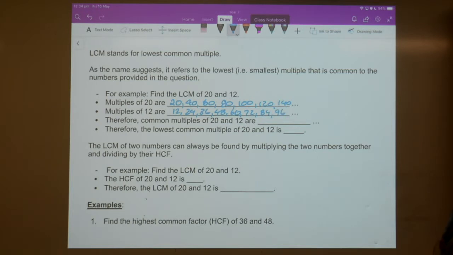60, and then we can keep on going, 72, 108, and then 120, and then 132, and 144, etc. Alright, what are numbers that are on both of these lists? 60. 60 is pretty much it, isn't it? Yep. Is there anything else?